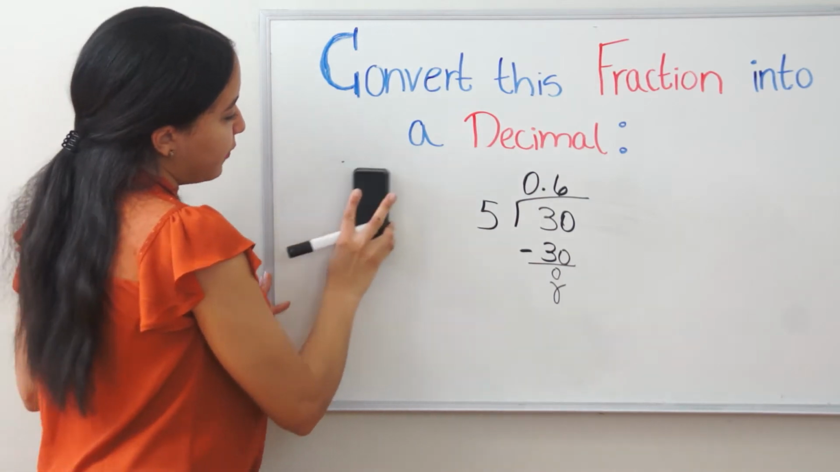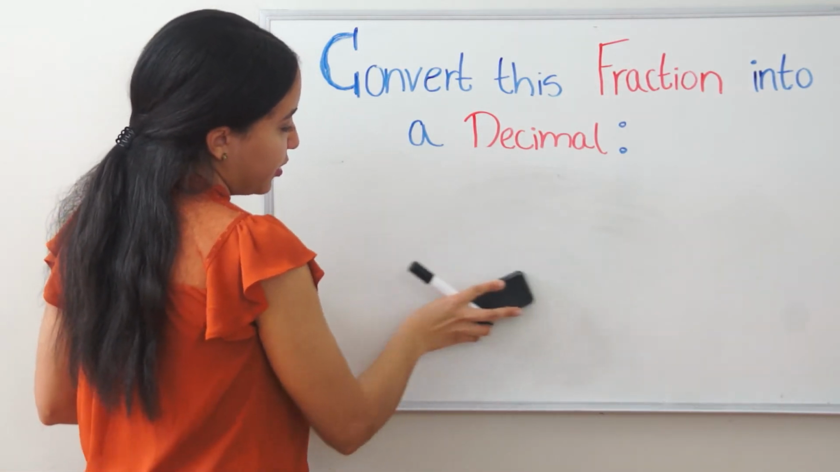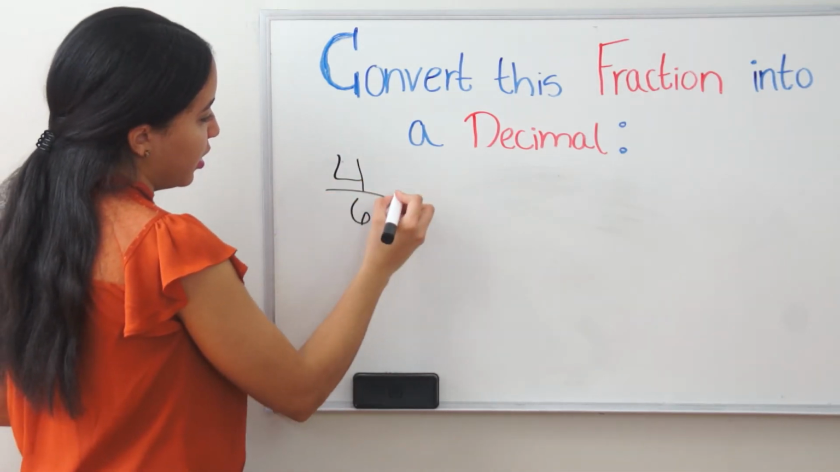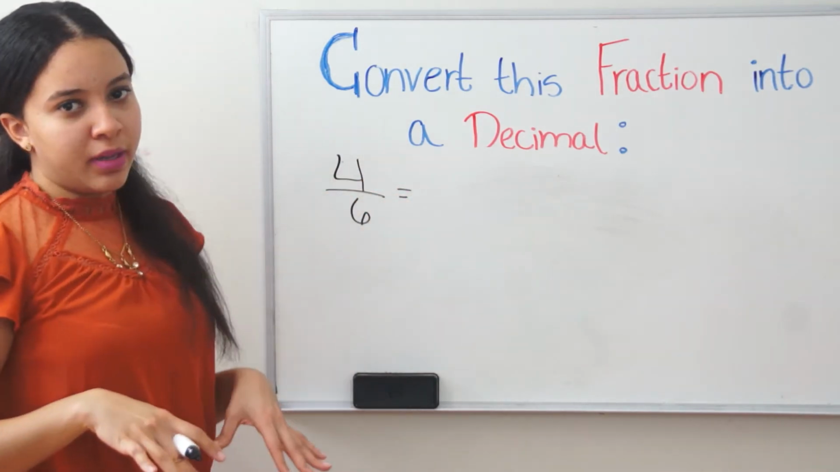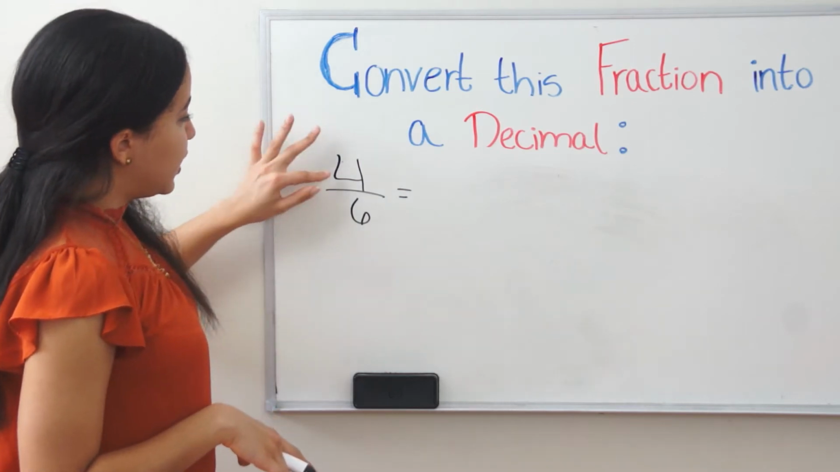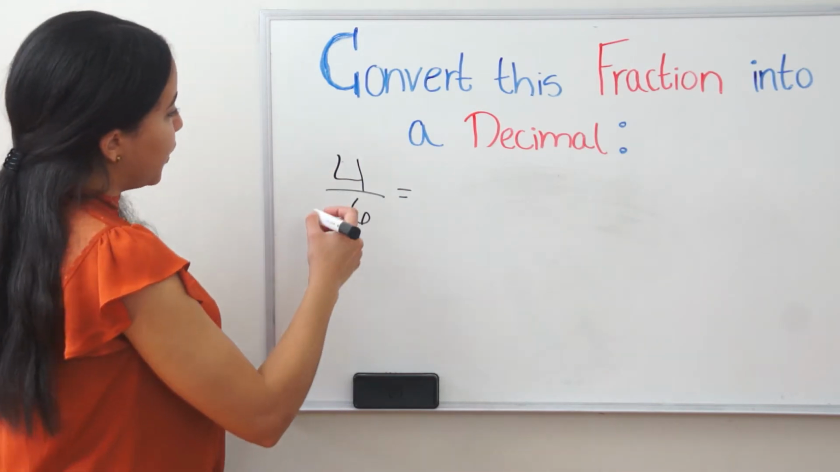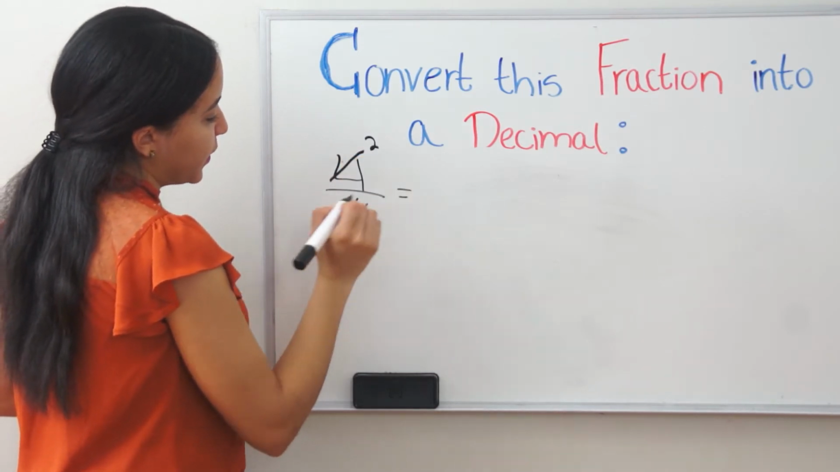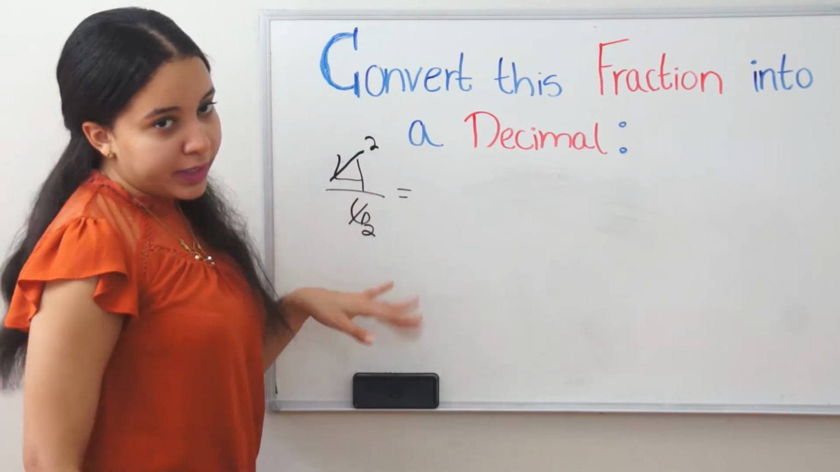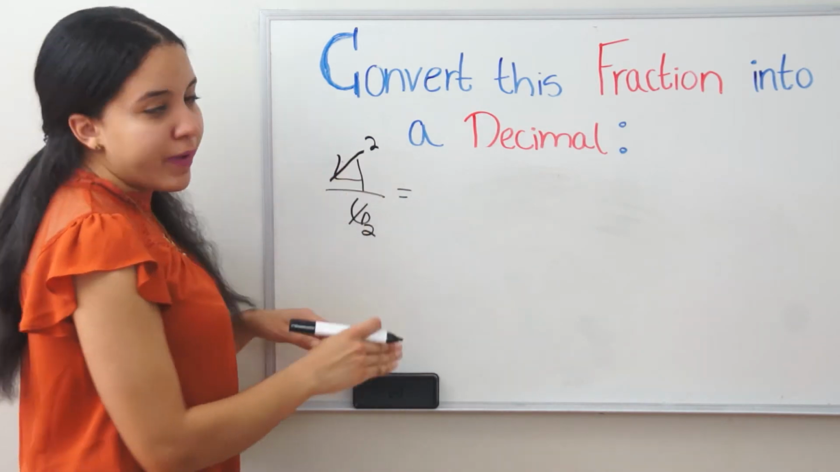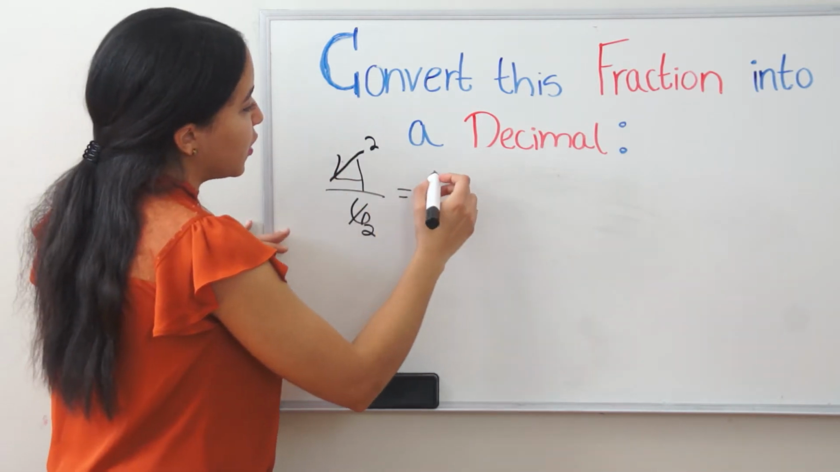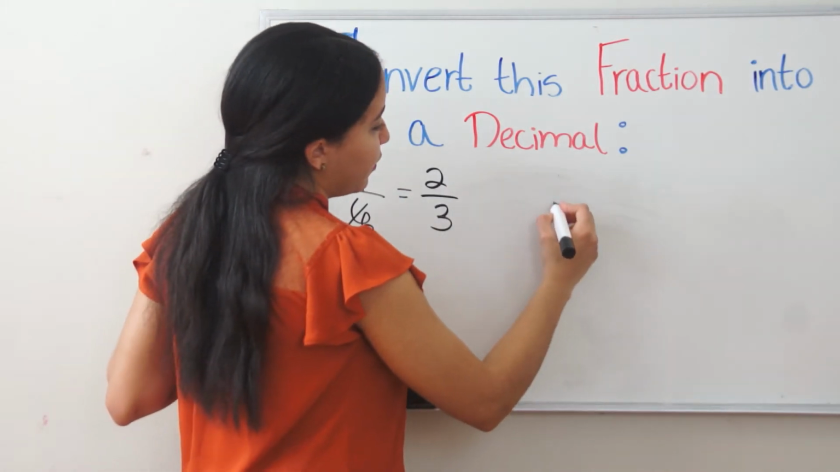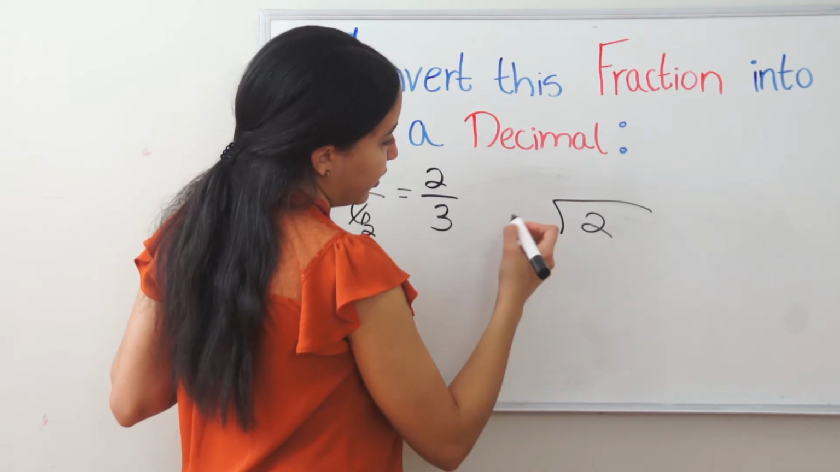In the case of having a different type of fraction, such as 4/6, the first step that we need to do is simplify this fraction. So we have to divide 4 by 2 and 6 by 2. So why do we divide it by 2? Because 2 is the common factor between 4 and 6. So we will have 2/3. So we're going to proceed doing the division.